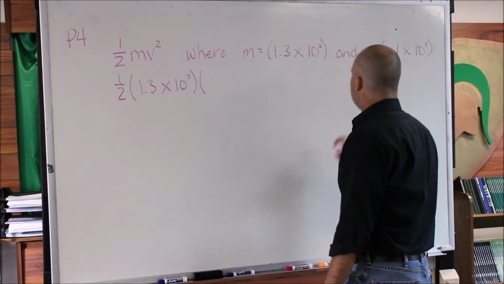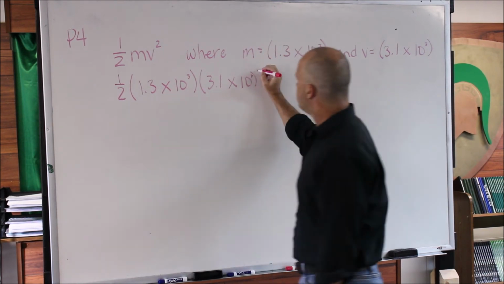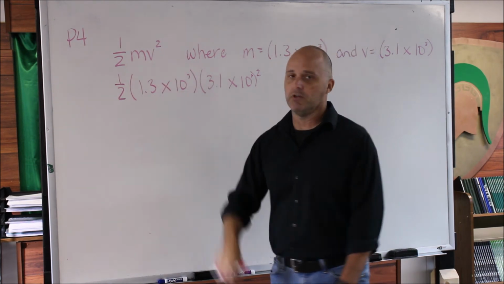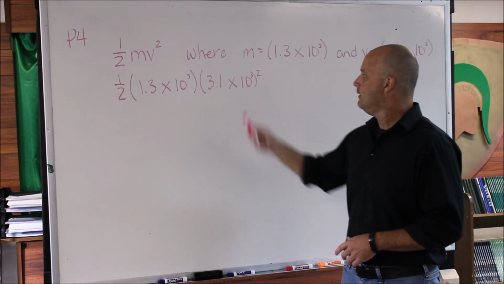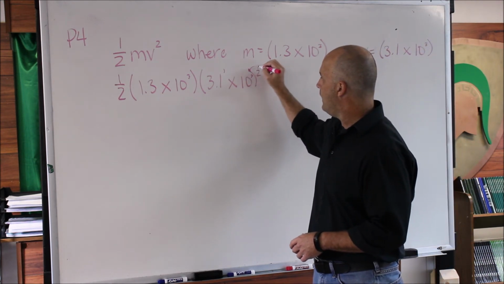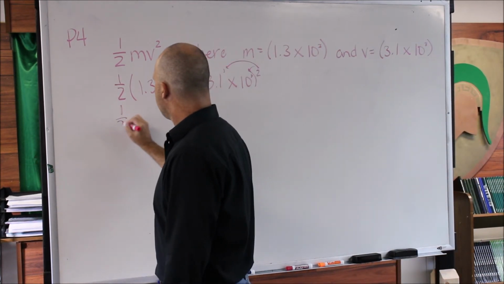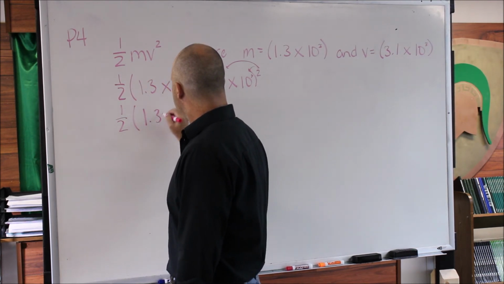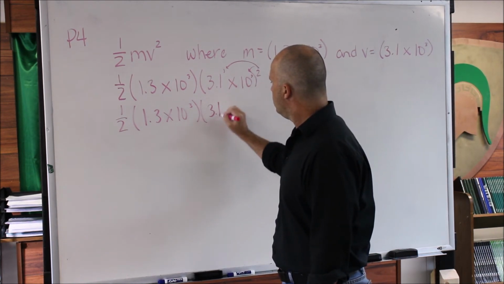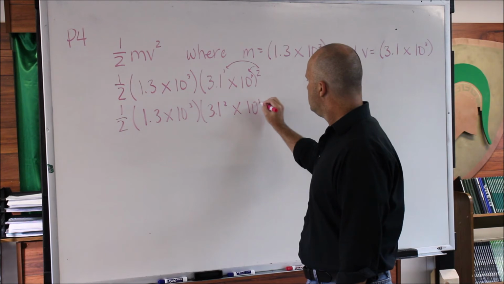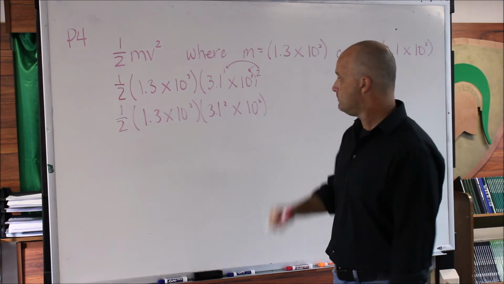times 3.1 times 10 to the third, but this one is going to be squared because we've got the square on the velocity. So we're going to have to make sure that we take this 2 and distribute it through to both that 3.1 and to that 10 to the third as well. So let's go ahead and knock that out first. We've got 1/2 times 1.3 times 10 to the third, and then 3.1 squared times 10 to the 6th, because remember, we're raising an exponent by an exponent, so that means we're going to multiply them together.